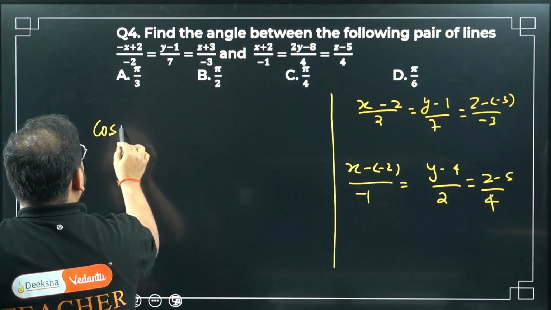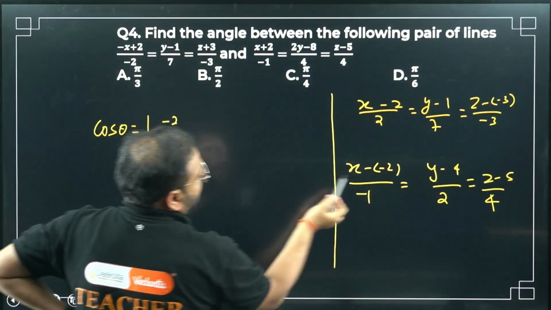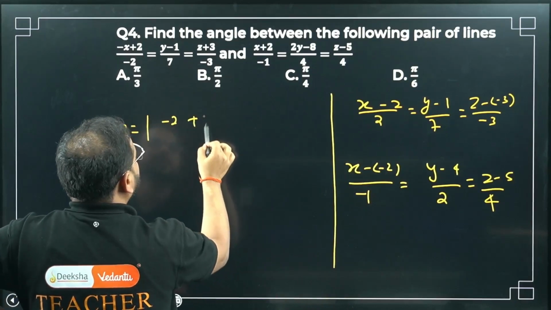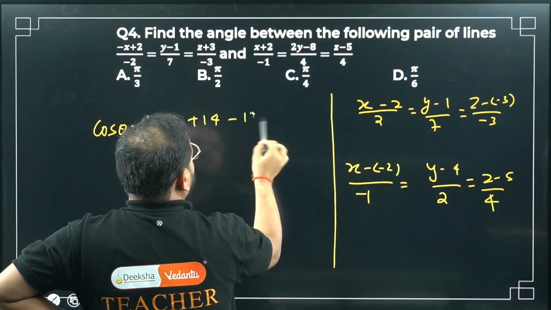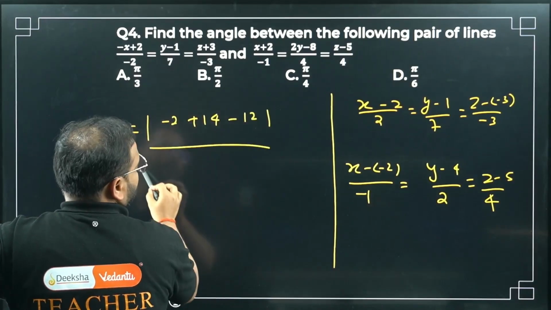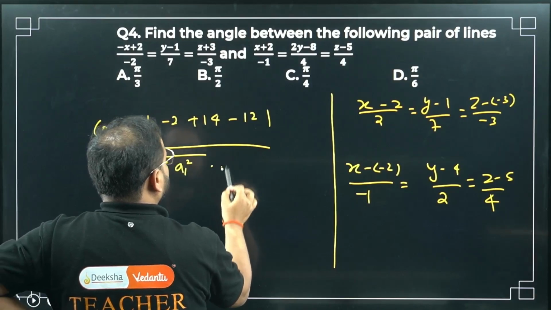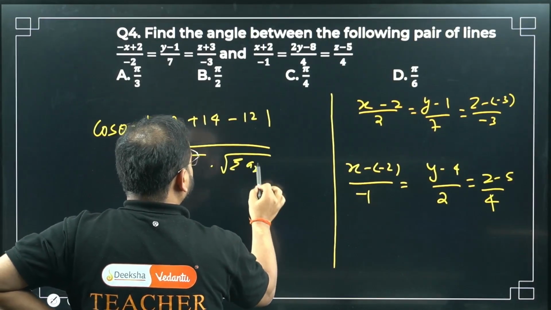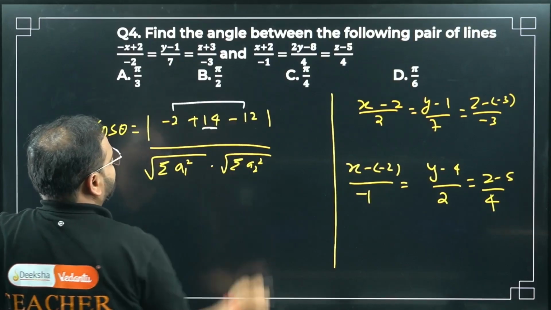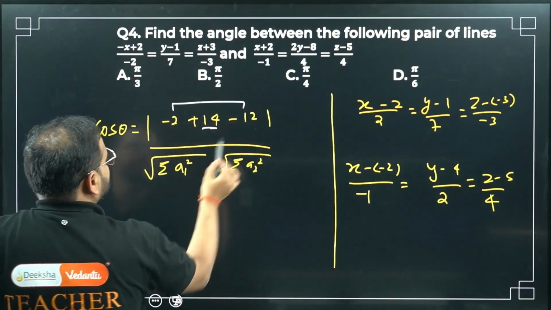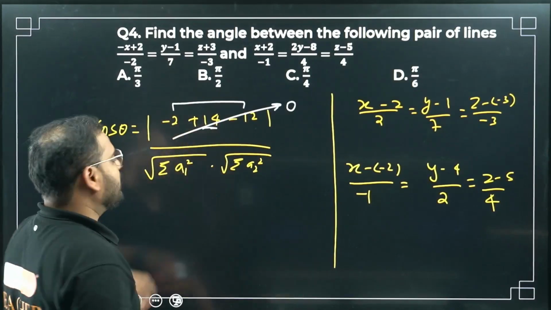So cos theta, this time I will not write the formula. Multiply this 2 into minus 1, so minus 2. 7 into 2, so 14, and plus 4 into minus 3, so minus 12. Divide by root of sigma a1 square, root of sigma a2 square. Now please have a look. 14 here and minus 2 minus 12. How much is that? Simply minus 14. So this numerator is coming as 0. Numerator is 0.